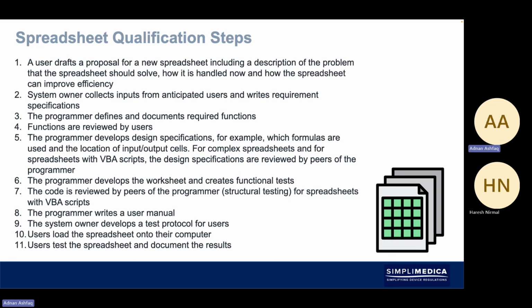Now, we're not talking about clause 7.5.6 now, we're talking about 4.1.6. We talked about two clauses of ISO 13485. This is directly impacted by your QMS software, 4.1.6, which is also an integral part of your software validation. That's when you then also have to have a worksheet looking at functional tests. You look at code, which can be reviewed by the peers of the programmer for structural testing for spreadsheets with VBA scripts. A user manual or maybe a work instruction could be written on how to use the spreadsheet, and then developing a protocol, and then the user loads the spreadsheet onto the computer, tests the spreadsheet and documents the results.